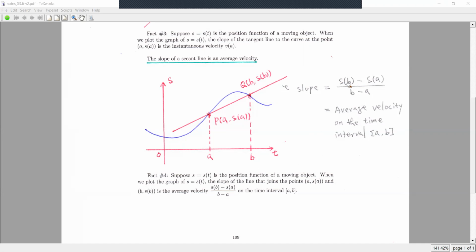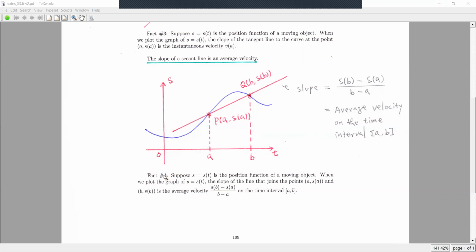S of B is the position of the moving object at the time B. S of A is the position of the object at the time A. So S of B minus S of A is the distance traveled by the object over this time interval. B minus A is the time elapsed on this time interval.